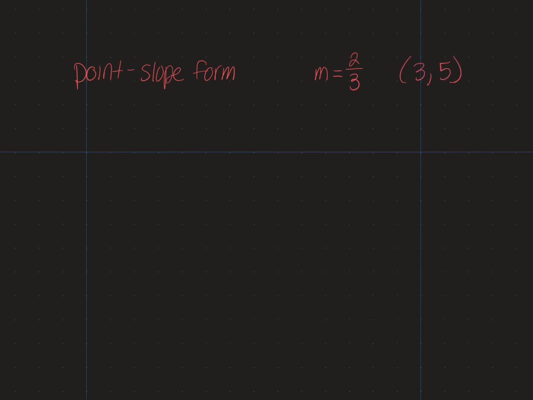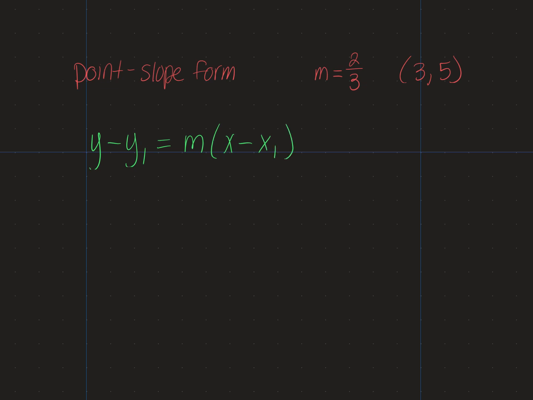So sometimes we are given information, such as a slope and a point, and we want to be able to write the equation of a line. Sometimes you'll get questions that say, write the equation of a line in slope-intercept form, given a slope of 2/3 and just a random point. That's not an intercept. But we have point slope form, which is something we can plug into that will allow us to write the equation of a line.